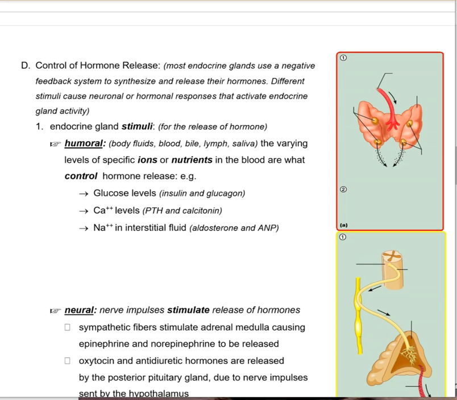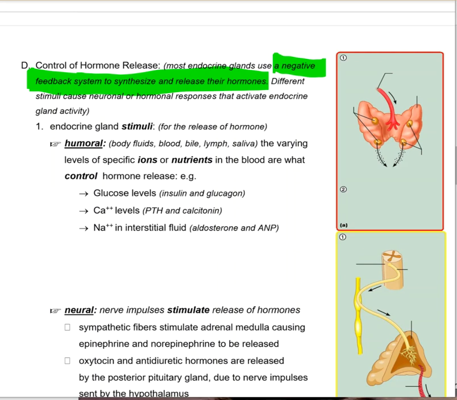All right, so we're going to talk a little bit more before we wrap this one up. We're just going to do this page here, I think, which is the control of hormone release. Most endocrine glands use a negative feedback system to make and release their hormones. That's probably not surprising to you because from intro bio and from 231, we tend to use a lot of negative feedback systems. We're going to actually only talk later about one hormone that uses positive feedback. All the other hormones that we talk about in the next week or two are going to be negative feedback. So that's interesting.